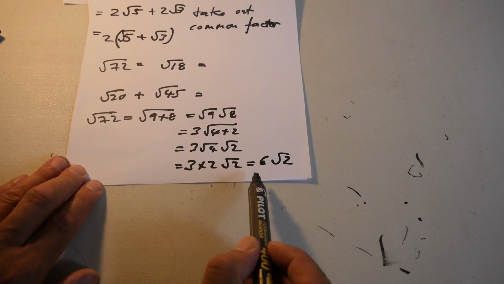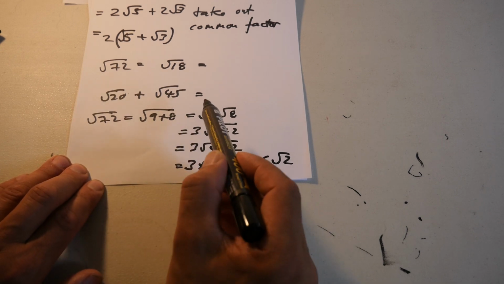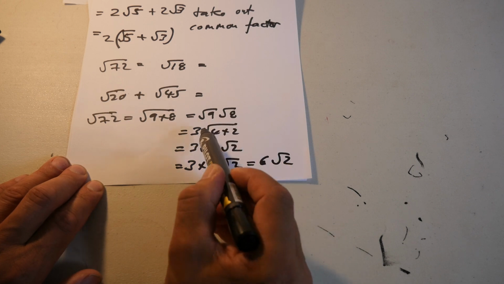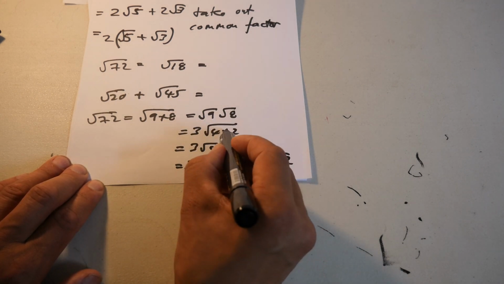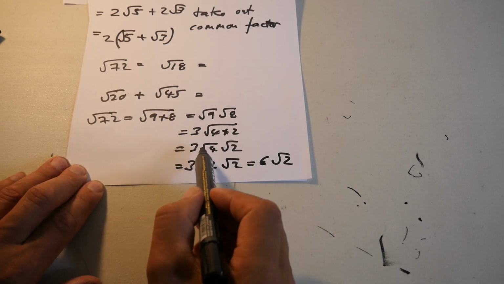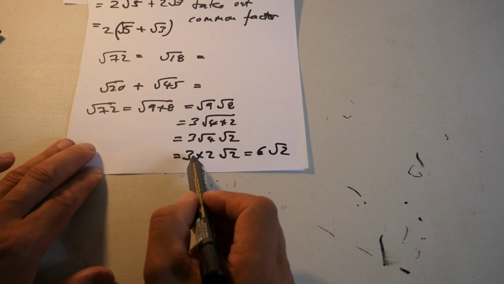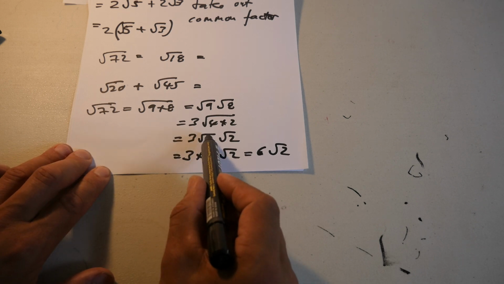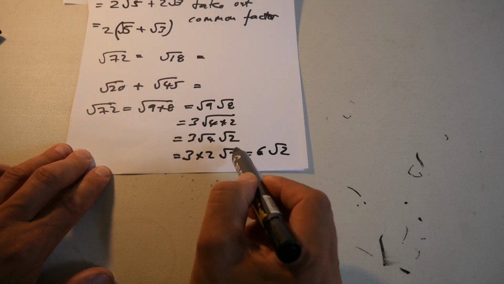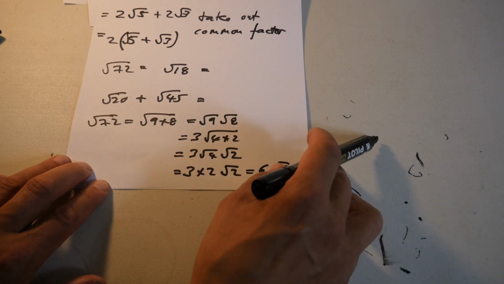Did you follow that? 9 times 8, square root of 9 times square root of 8. Square root of 9 is 3, times the square root of 4 times 2, which is 8. Square root of 4 times square root of 2, and then 3 times 2 is 6, since the square root of 4 is 2, and then the square root of 2.